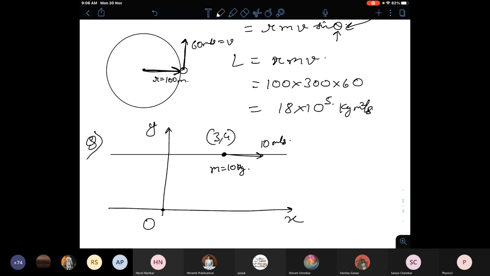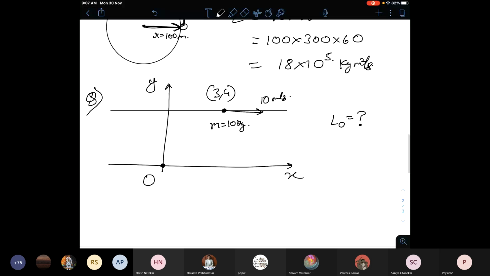Now, if the particle is moving like this on a straight line, about the point O, I have to calculate my angular momentum. What is the angular momentum about point O? This is the question they are asking. So if they are asking me the angular momentum about point O, that means first of all they have given me linear values. Let's see the formula and we will move further on.